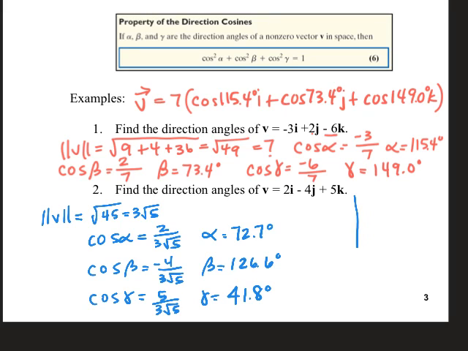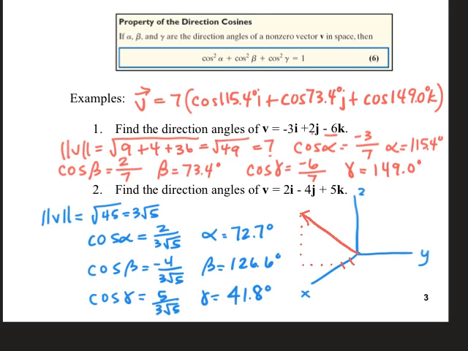Actually, I'll do that right now just so we can see x, y, z, and our vector. Here, let me get another color. Our vector is 2 forward, and then 4 to the left, and then up 5. 1, 2, 3, 4, 5, and our vector is here. So let's just look at these angles.